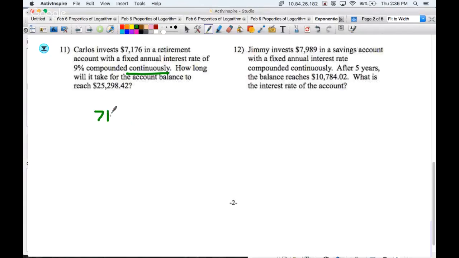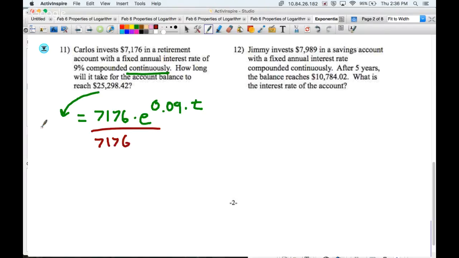So 7,176 times e to the power of 0.09 for our interest rate times unknown time t. We want to figure out when this equals this number here. So we got to divide both sides by 7,176. And if I take 25,298.42 divided by 7,176, I get a number that I'm going to leave in my calculator, but it's about 3.53.